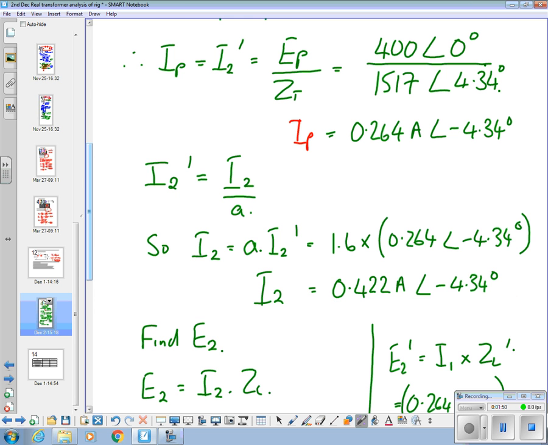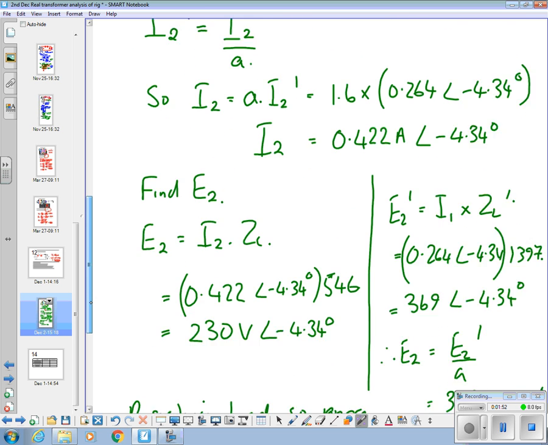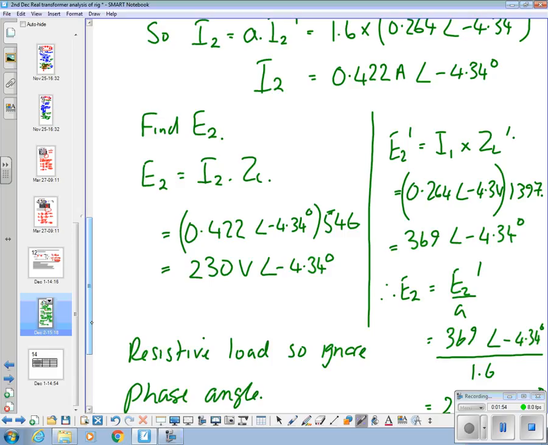There are then two ways to tackle the secondary voltage. The simplest way, now we've got a secondary current, is simply to multiply that secondary current by the original load of 546 ohms. That gives us a secondary terminal voltage of 230 volts. Note that the angle is the same as the current, because the load is purely resistive.